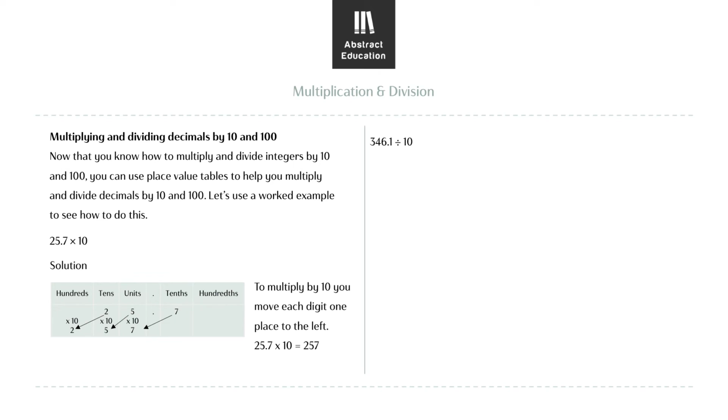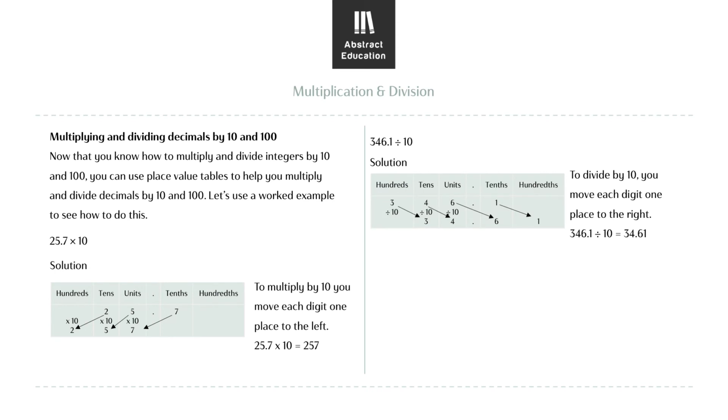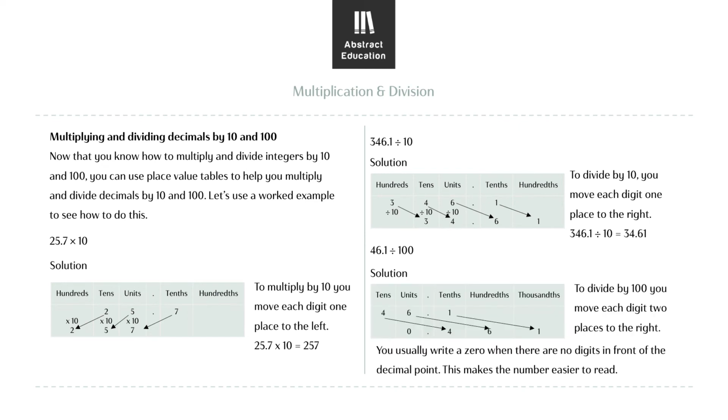Let's look at 346.1 divided by 10. To divide by 10, you move each digit one place to the right. So 346.1 divided by 10 equals 34.61. And now let's have a look at 46.1 divided by 100. To divide by 100, you move each digit 2 places to the right. You usually write a 0 when there are no digits in front of the decimal point. This makes the number easier to read.